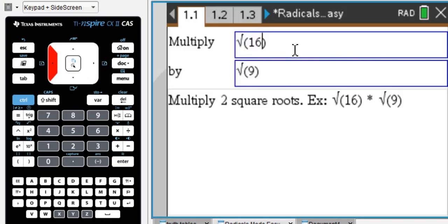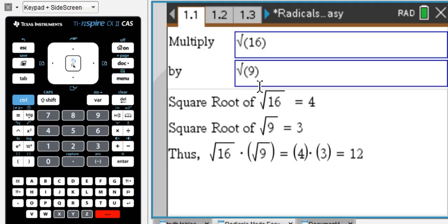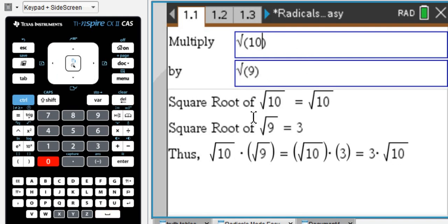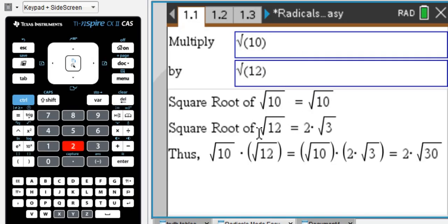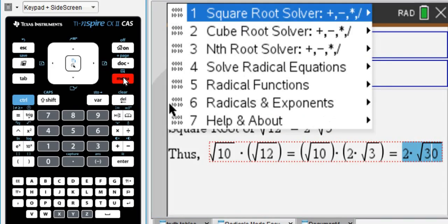So let's do that. Okay, here's a nice one. Root 16 times root 9, right, is obviously just 4 times 3, which is 12. And if it gets more complicated, you always still get the correct answer, right? Root 10 times root 12. And if you have same factors in it, like 12, you first simplify the root 12 to get 2 square root of 3 and multiply the 10 by the 3 to get your final answer, 2 root 30. So that's all square roots.